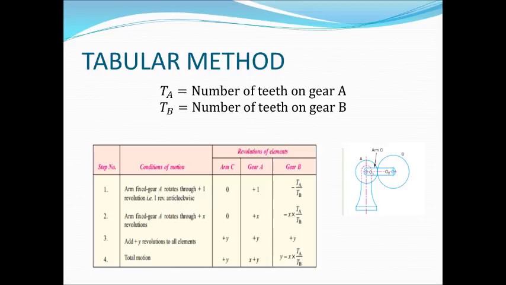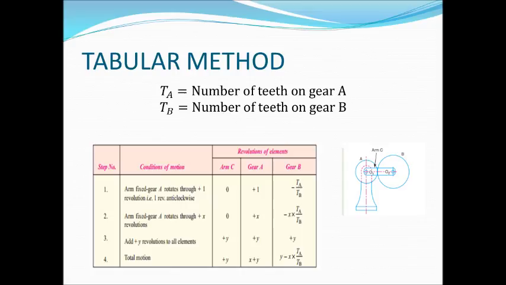Then you give A plus x revolution. So just multiply what you have on the top of table 1, multiply everything by x. 0 times x is still 0, plus 1 times x you have plus x, and minus TA over TB times x you have minus x TA over TB. Then you give each member plus y revolution: the arm plus y revolution when it's rotating, and A as well plus y revolution, and B as well plus y revolution.